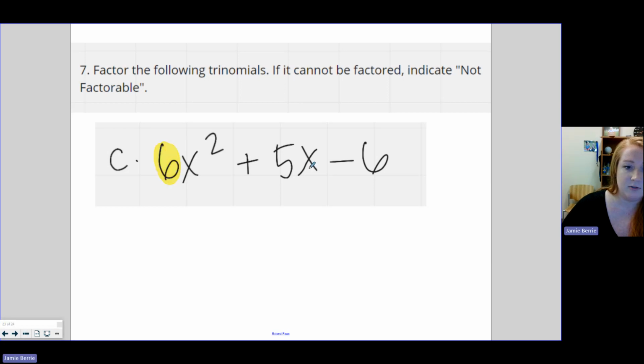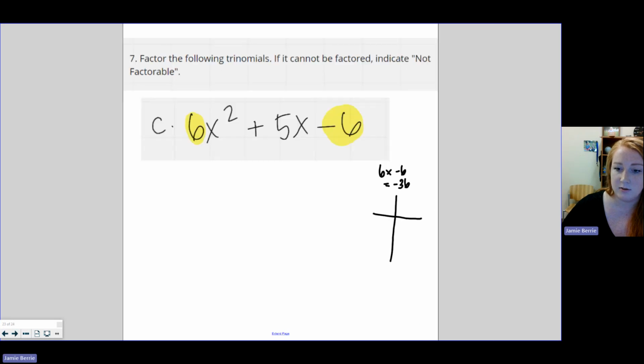A is the leading coefficient, c is the constant term. And again, all this is happening over to the side. This is just your scratch work. 6 times negative 6 is negative 36. Then let's make our little table just like before. Let's make this bigger. Oh, goodness. All right, so pairs of factors, sums of factors. We're looking for things that multiply to give us negative 36.